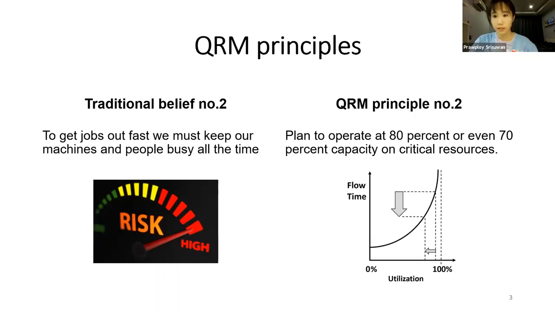When there are lots of cars on a road, the utilization of the road is high, so that makes the flow of the road worsen. It's the same with machines and people. The QRM approach suggests keeping their utilization at 20 to 80% to maximize the flow of the process.